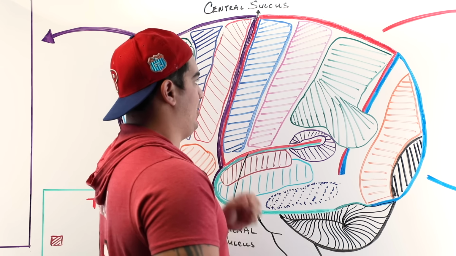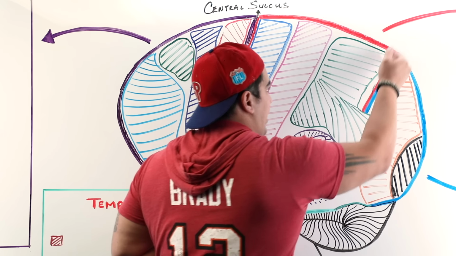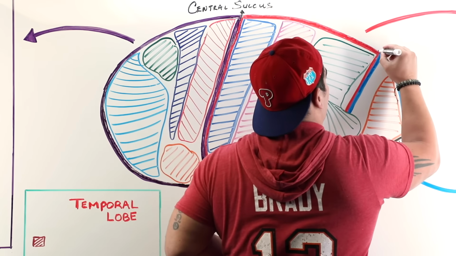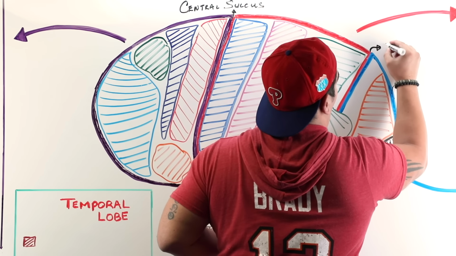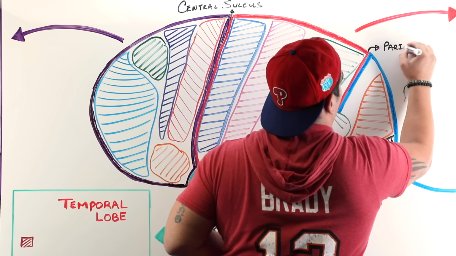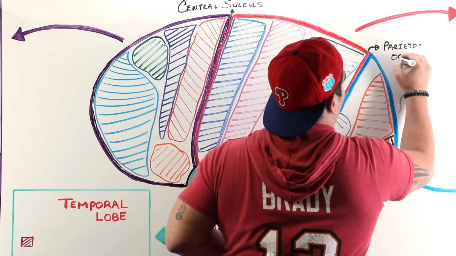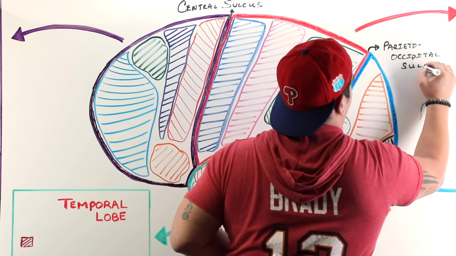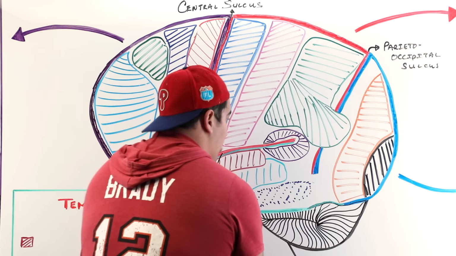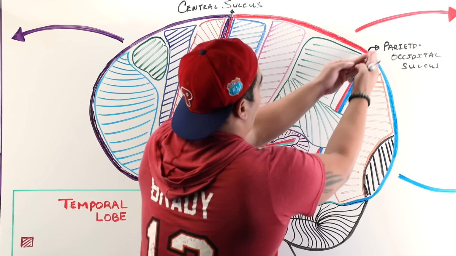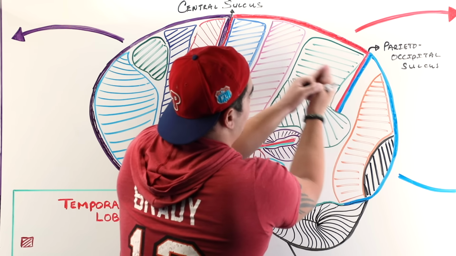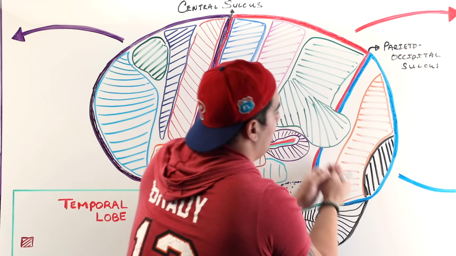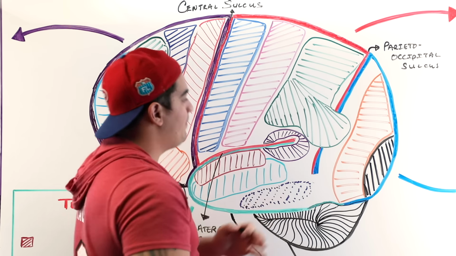That covers that demarcation. There's another demarcation here, right here, this kind of blue and red one here. This guy is called your parieto-occipital sulcus. Now, the beauty about the parieto-occipital sulcus is that it's positioned in such a way that it separates anterior to it, the parietal lobe, from posterior to it, the occipital lobe, okay?